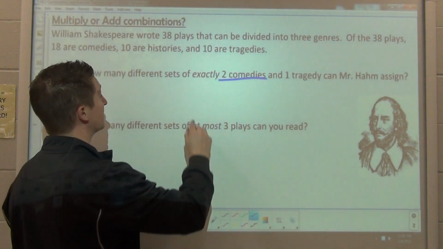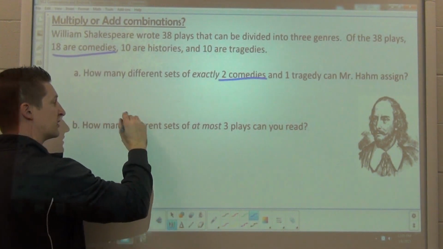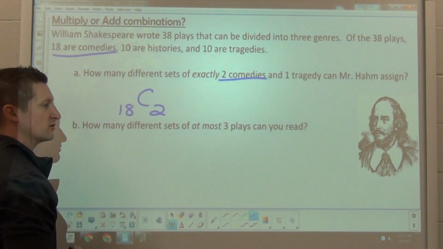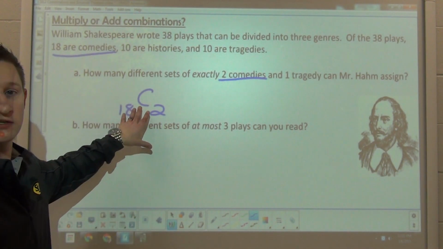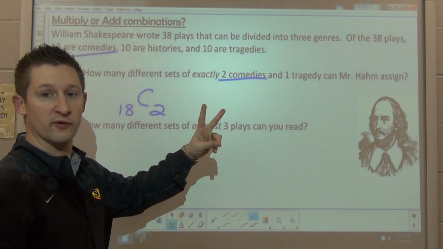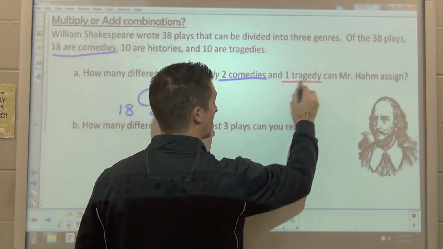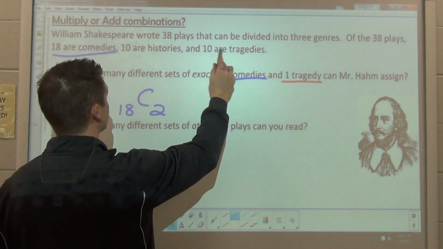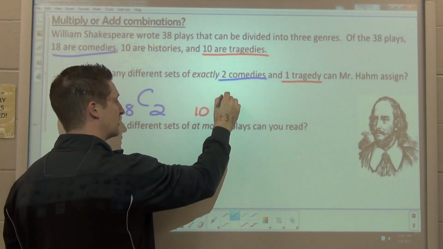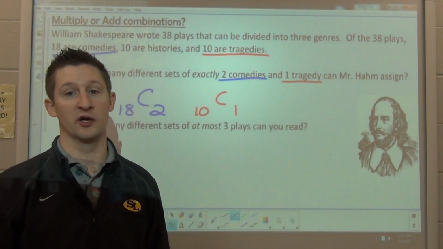Well, remember we were told that there are 18 comedies to choose from. That being the case, there is a combination of 18 objects chosen 2 at a time. I'm going to need to evaluate that expression to figure out how many different ways 2 of those comedies can be chosen. I also need to figure out how many different ways 1 tragedy can be picked if there are 10 to choose from. So I have 10C1, that combination that I'm going to need to evaluate.